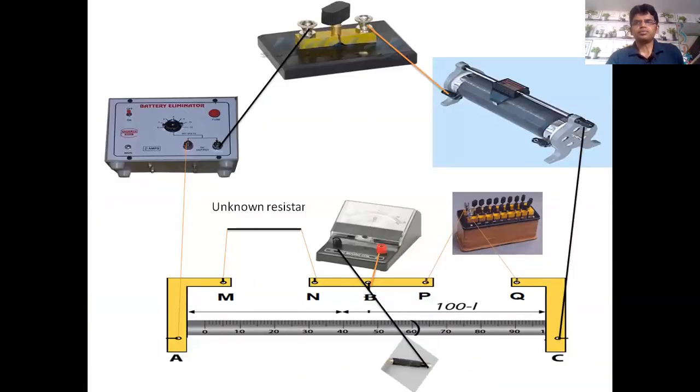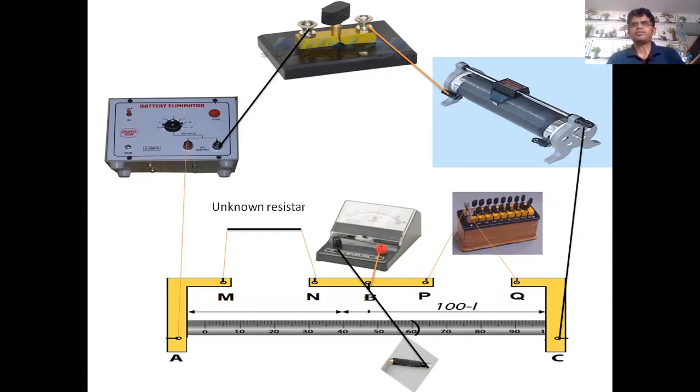We have some unknown value of R. So we remove some R from the R box and find the null point with the help of the jockey key. The theoretical point is compulsory: the null point must come between 30 and 70 only. So at that time you decide which R value you open from the R box.